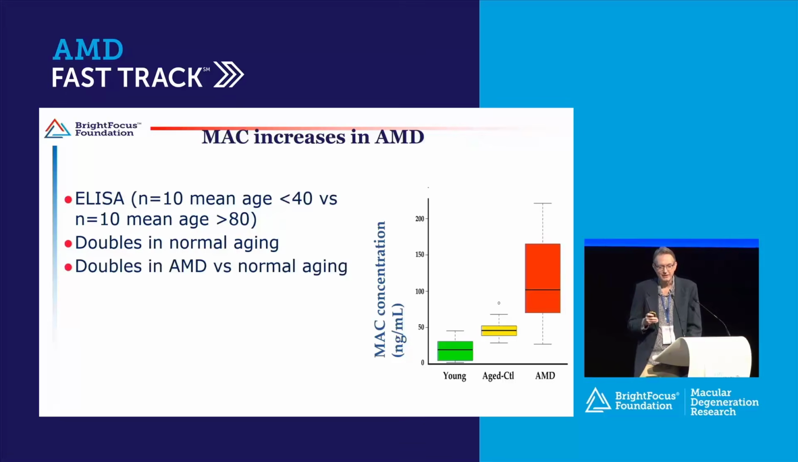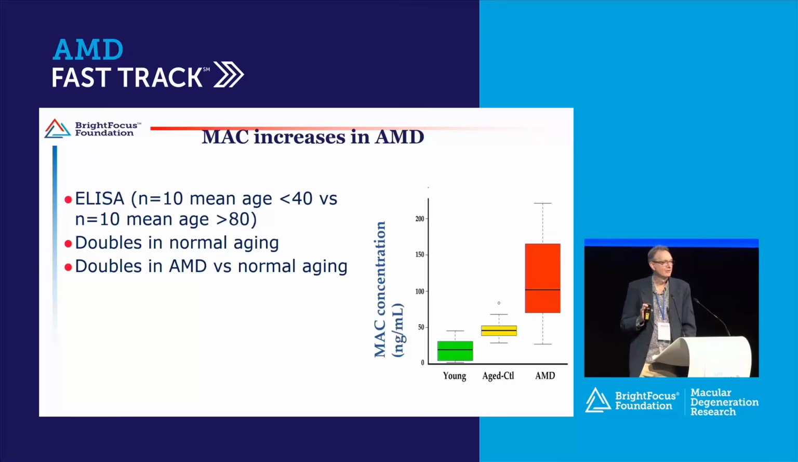If we add in eyes with AMD, this is doubled again on top of normal aging. So here is an insult that can potentially kill cells that is driven by the high-risk genotypes, or one of the genotypes we know about, and shows this profound increase along with aging and AMD.